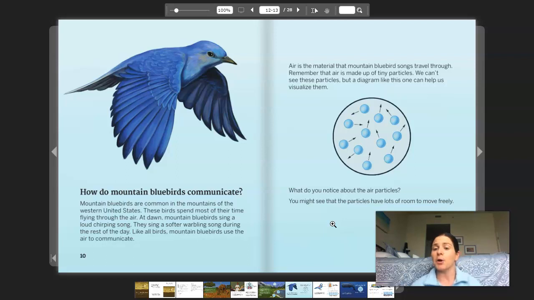You might see that the particles have a lot of room to move freely. Think about the air that's around you right now. If you move your hands through it, it doesn't feel like there's anything stopping your hands. But there are tiny, tiny particles all throughout the air.